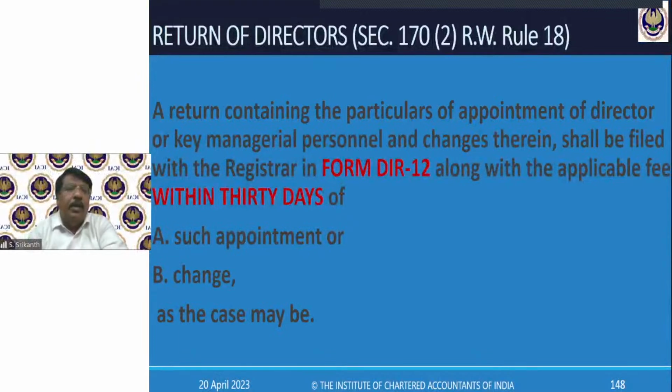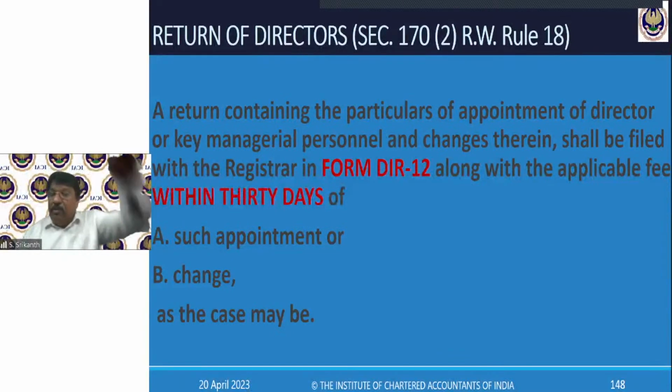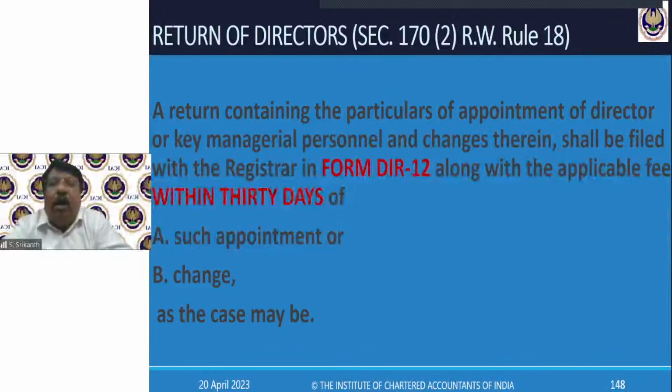Now, a return containing, see, Section 170 read with Rule 18 talks about DIR 12. A return containing particulars of appointment of director shall be filed with the registrar in Form DIR 12. I told this when we came to appointment, I mentioned it. But it is this section that makes it mandatory. Form DIR 12 is to be filed along with applicable fees within 30 days of appointment or change. So when you appoint him, when there is any change in his details, or when he's removed or resigned, you have to file Form DIR 12 within 30 days.